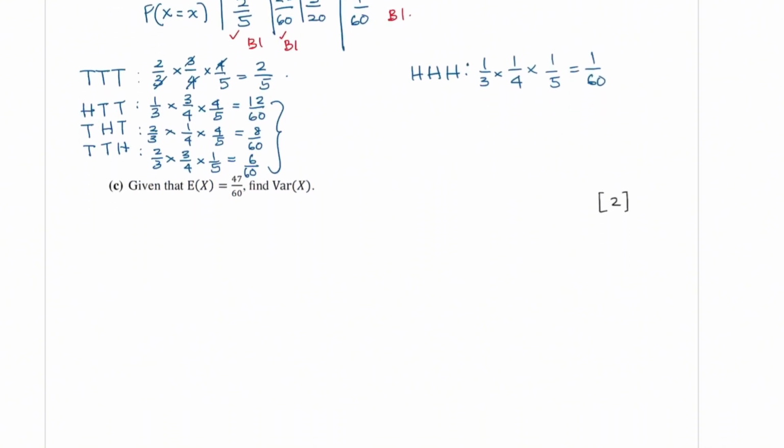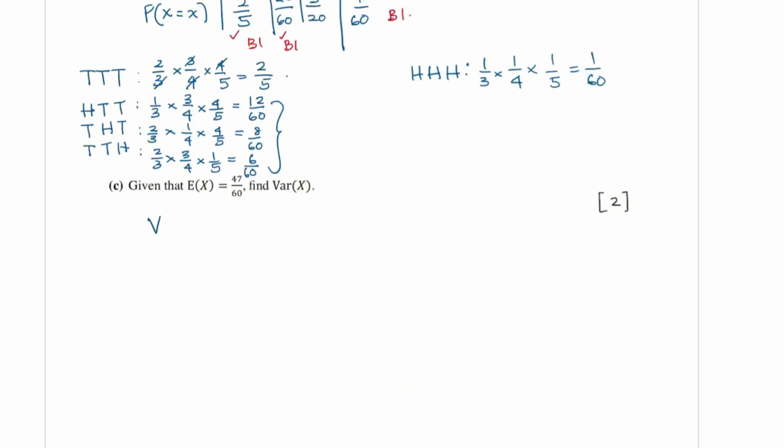Now let's move on to question C. Remember, if you want to try the question before I discuss it, you can always take a screenshot and work on it by pausing the video first. Question C is asking you to work out the variance of x, where you are given that E(X) is equal to 47 over 60. This is a popular question. I think you will always see this kind of question every year.